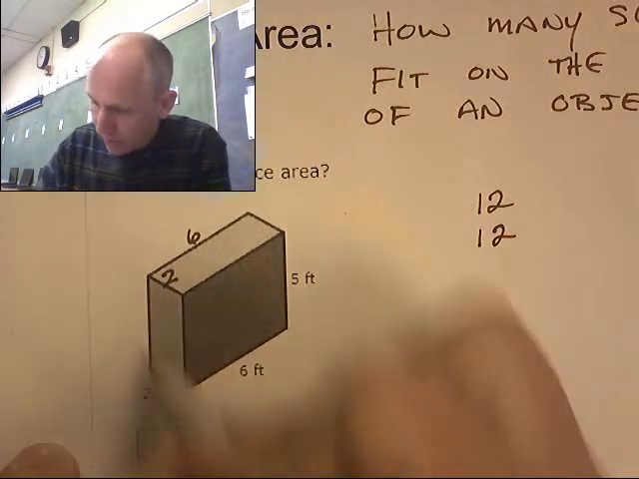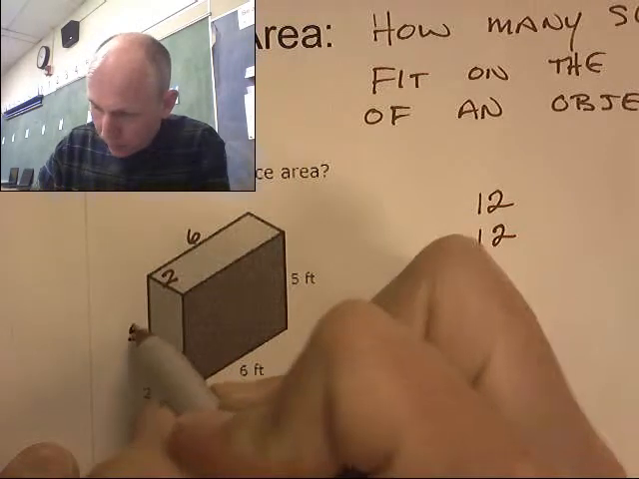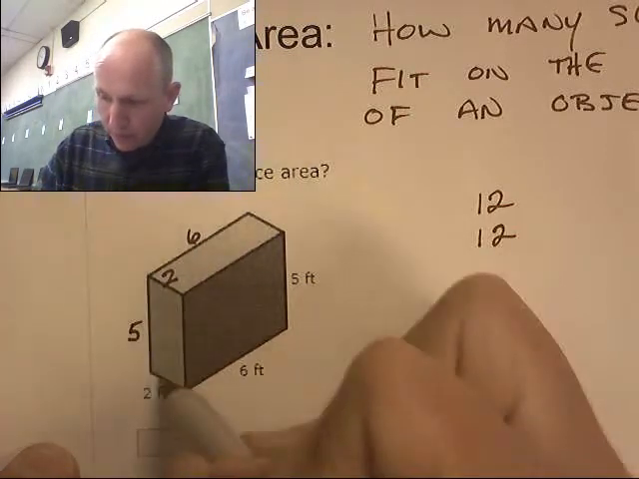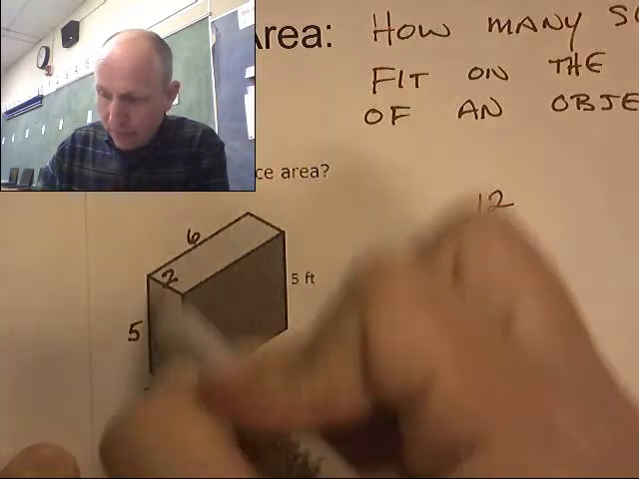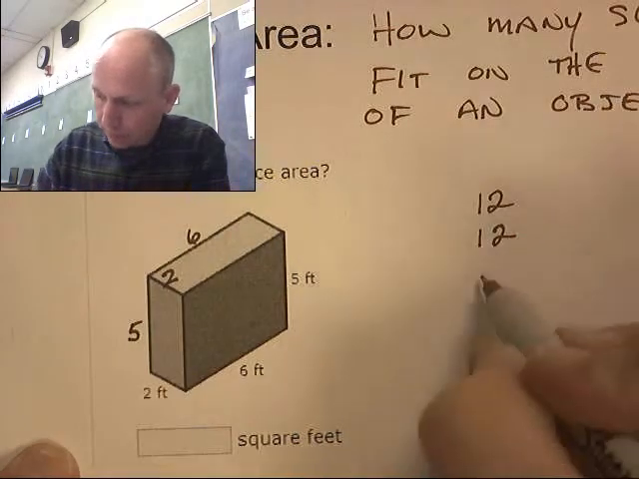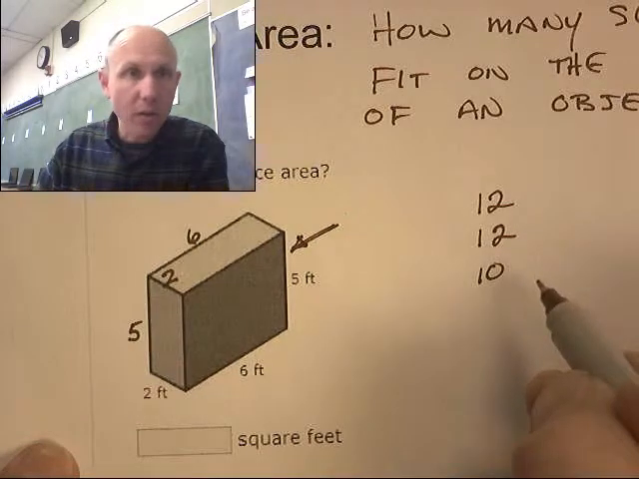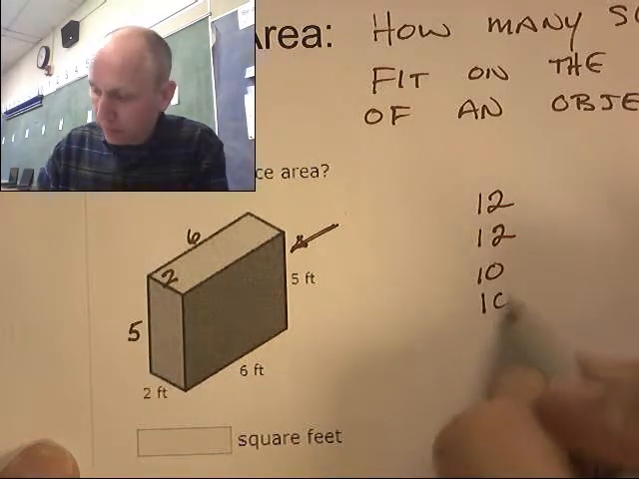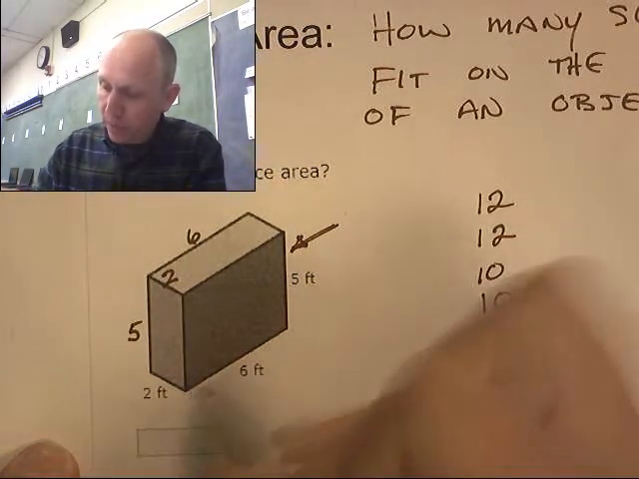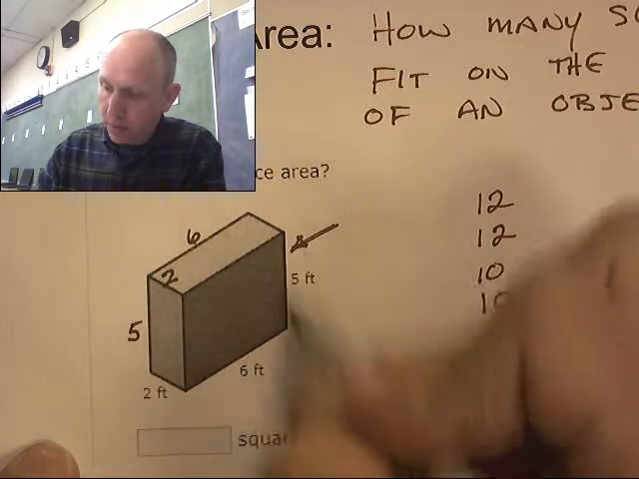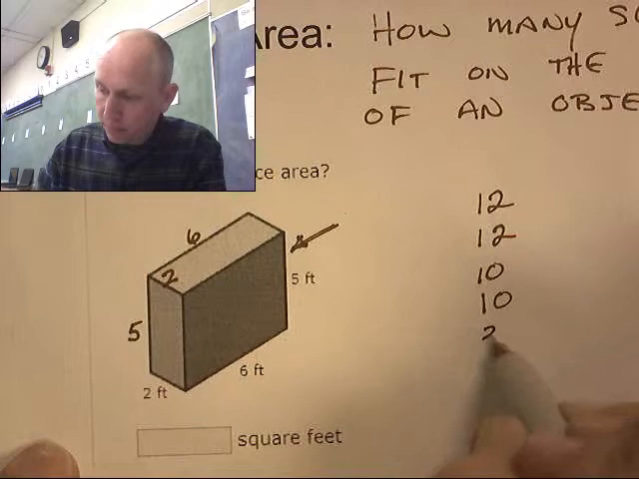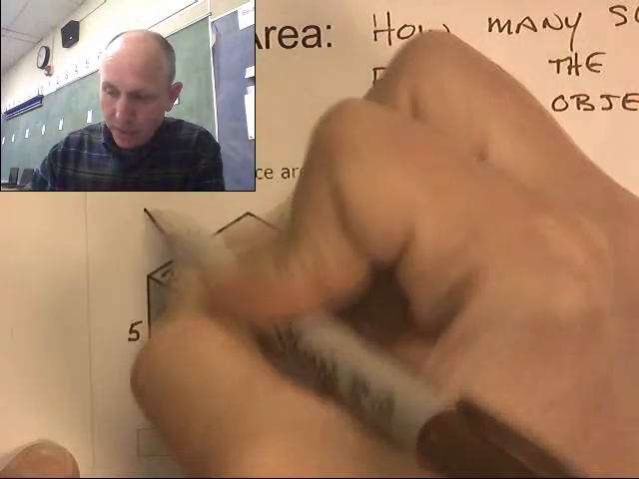What about the side? The side is what? 2 by 5? 2 by 5, that's 10. But then I have another 10 to go on the back side of this. Oh, and then we have this big area right here, right? The 6 by 5, that's 30. But then the back side of him is also 30.